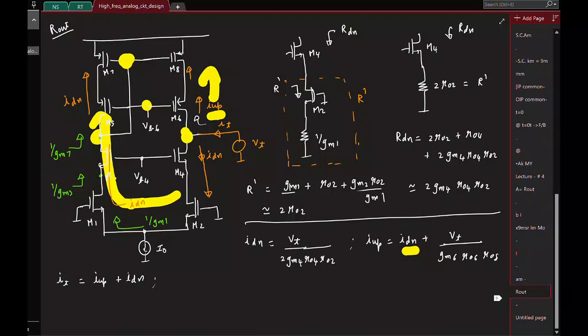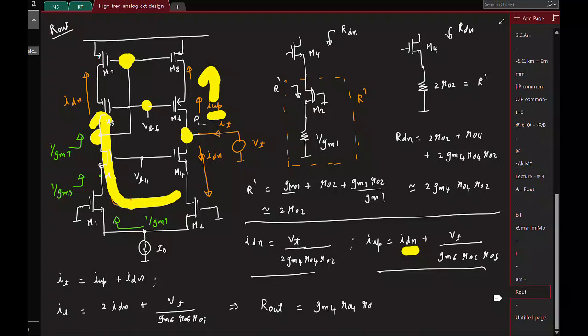Okay, so let's quickly finish the calculation then. So this is the case. So what is I test then? This is I down, this is I up. Okay, I test is basically 2 times I down plus Vt by R06, right? So can you tell me what is R out then? GM4? Parallel with the other side, GM6.